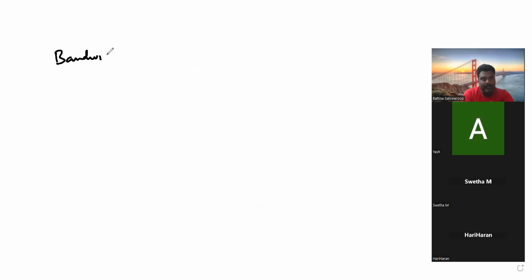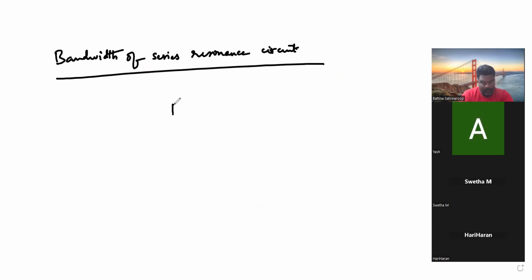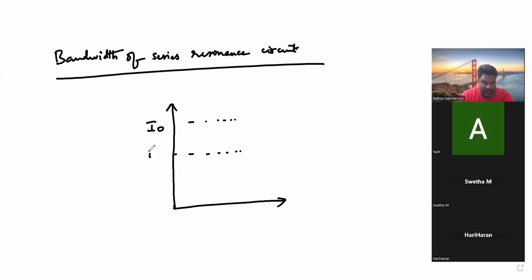Next, bandwidth of series resonance circuit. So it will look like this. Mainly here I am plotting for intensity and frequency. This is maximum point, this is half point, let us say I naught by root 2. I will plot one graph.